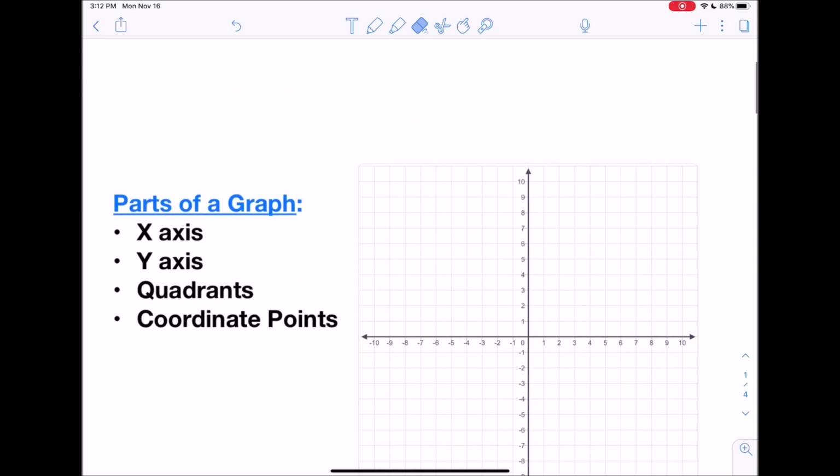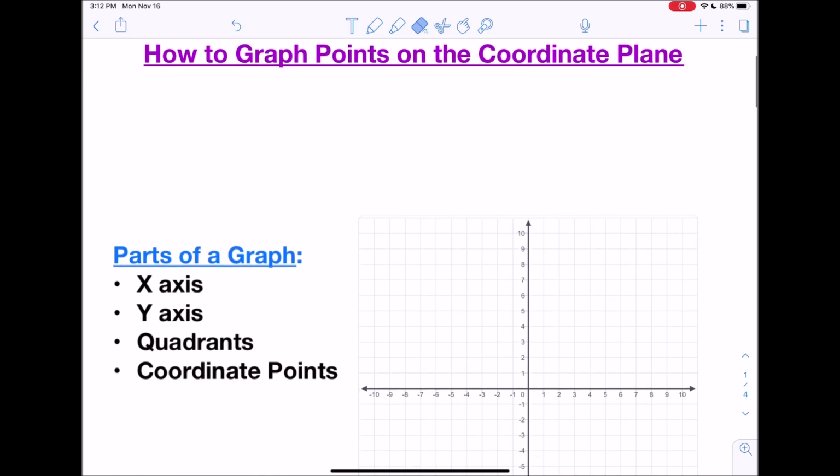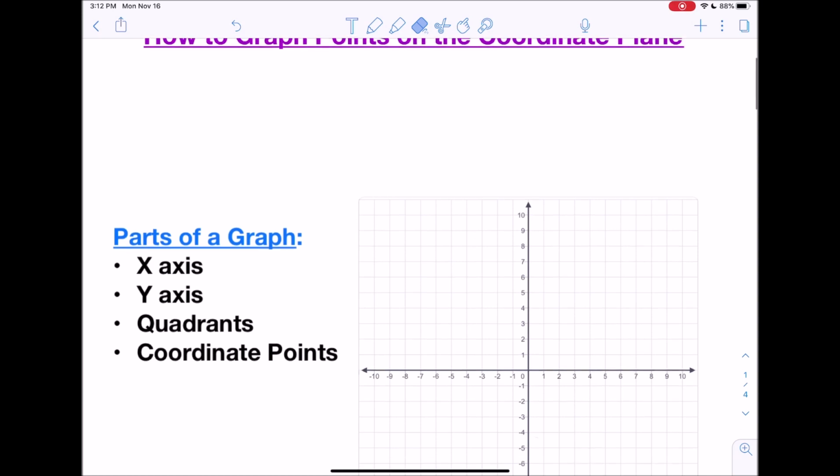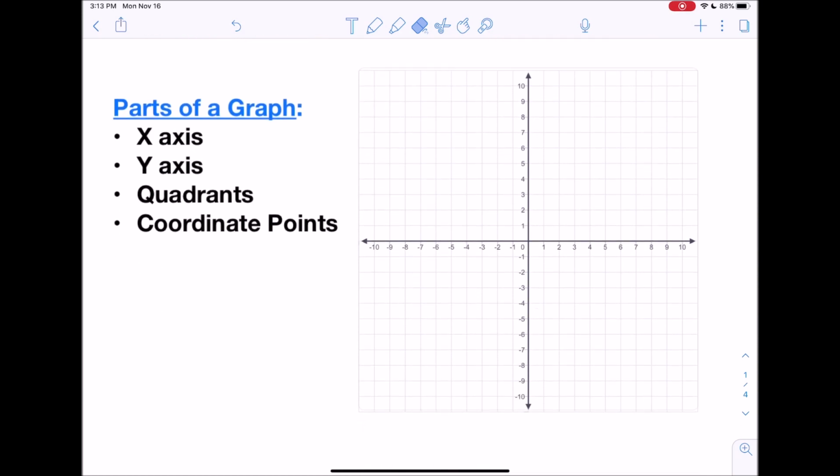Today we're looking at how to graph points on the coordinate plane. So let's get started. Before we can start graphing points, we need to understand the parts of the graph.